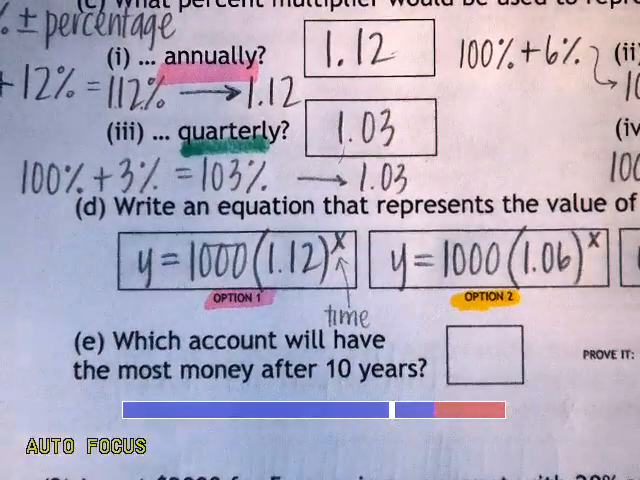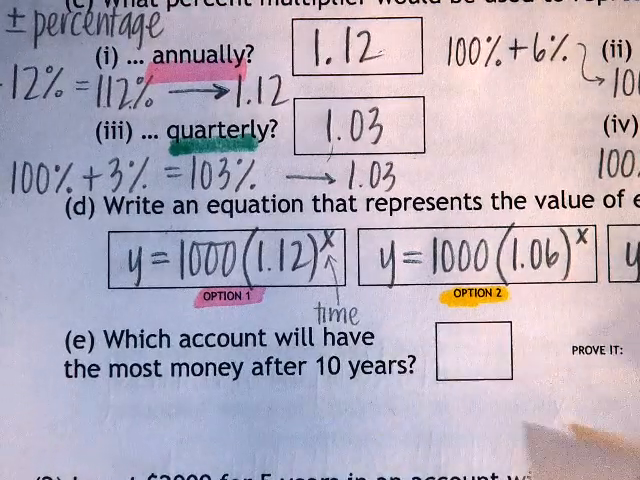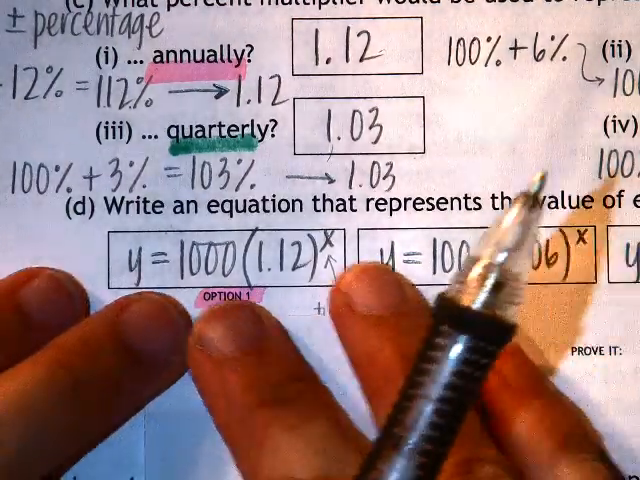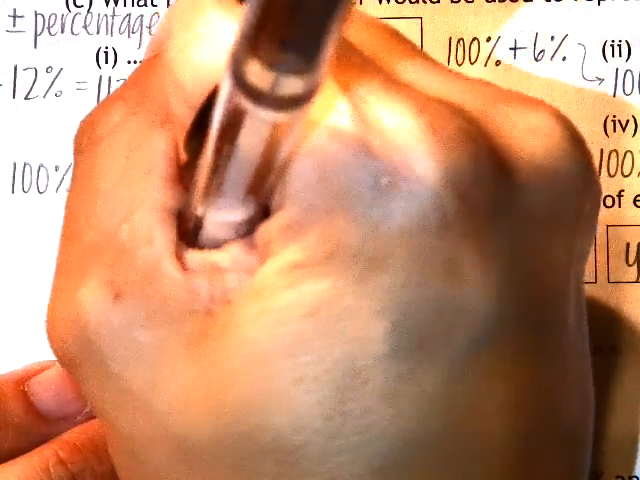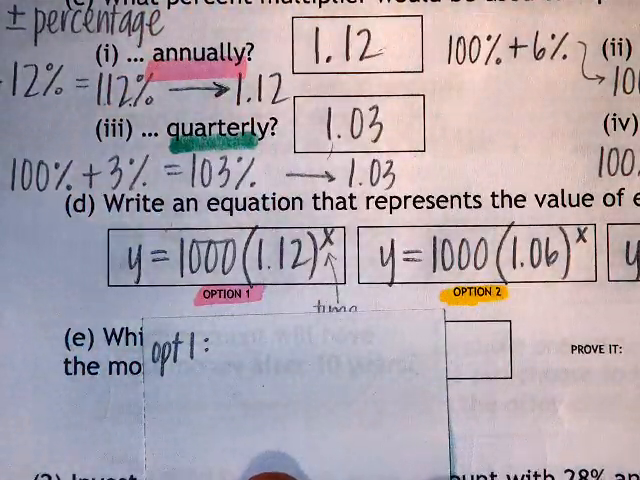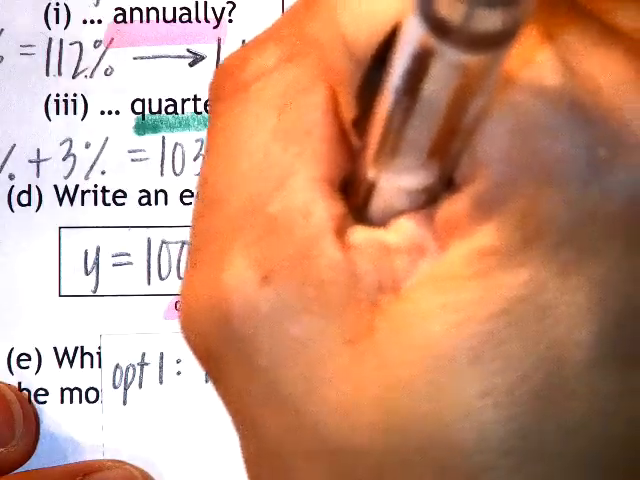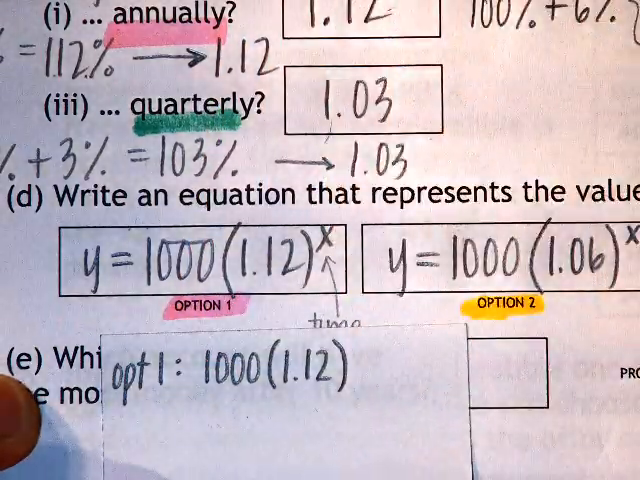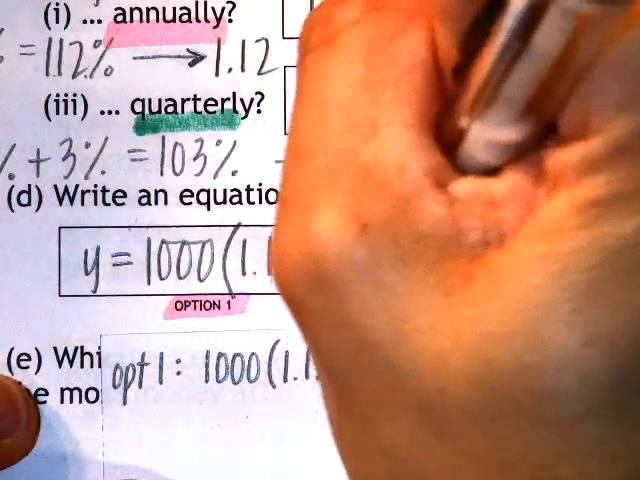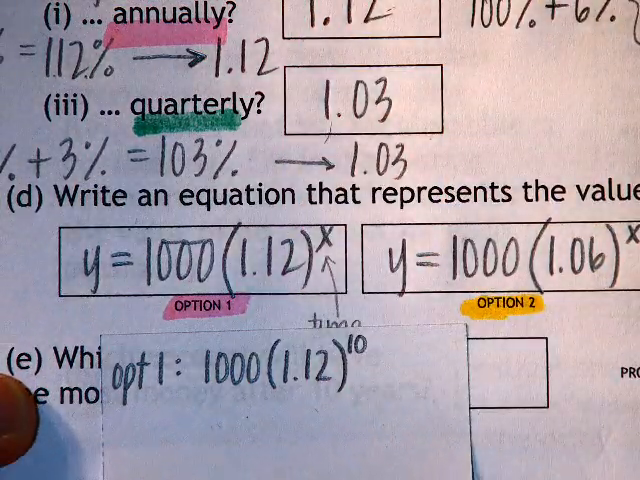So for option number 1, and I'll start with that one, let's think about what 10 years is going to look like. For option 1, and I'm just going to label this really clearly so that I can see it, that means we have our 1,000, that was initial, times 1.12 to the power of, X is going to be 10 years, that's 10 annual payments.